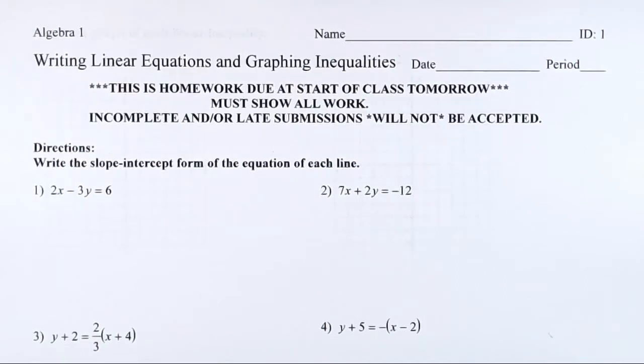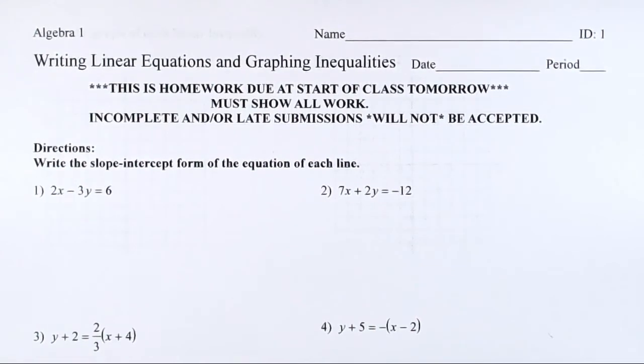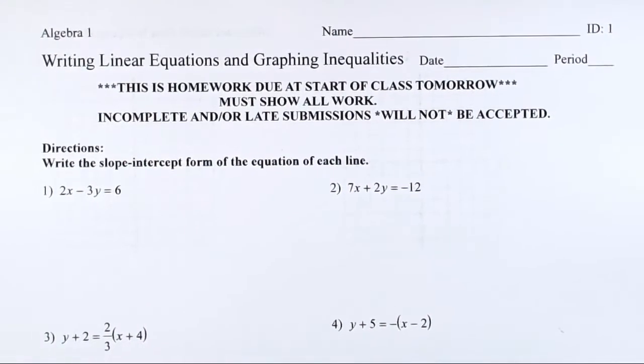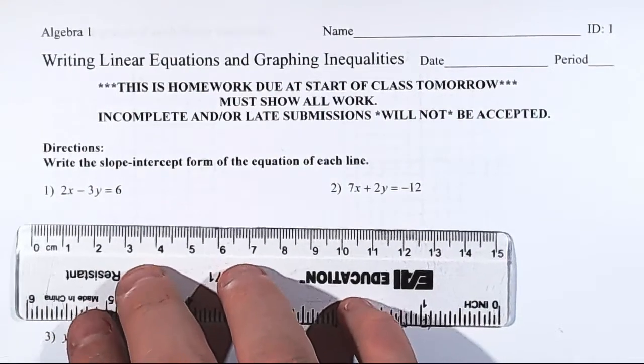Use this tutorial if you're having trouble understanding how to take a standard form equation and turn it into a slope-intercept form equation. Solutions will be shown here. Let's say you're given on number 1, 2x minus 3y equals 6.